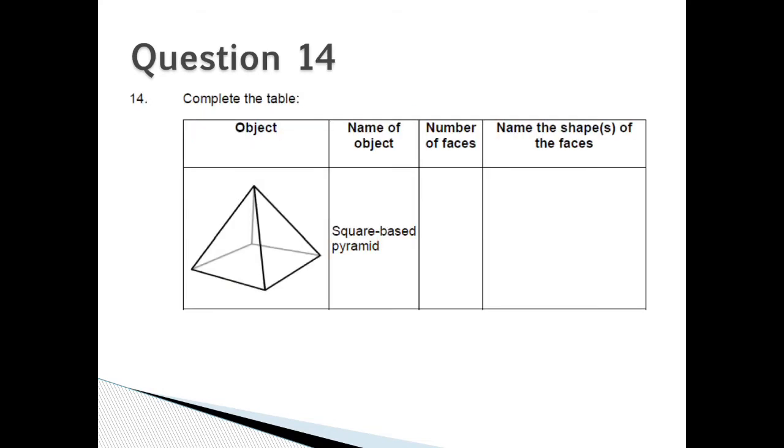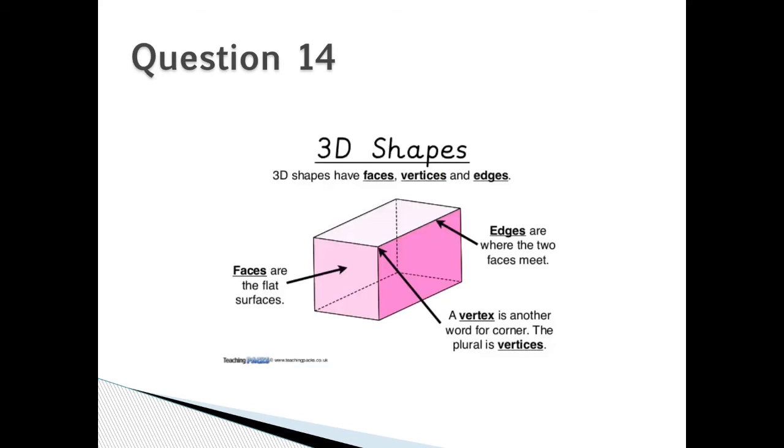Complete the table. Here we have an object of a square-based pyramid. They're asking for the number of faces and the name of the shapes of the faces. 3D shapes have faces, vertices, and edges. A face are the flat surfaces. The edges are where the two faces meet. A vertex is another word for corner.